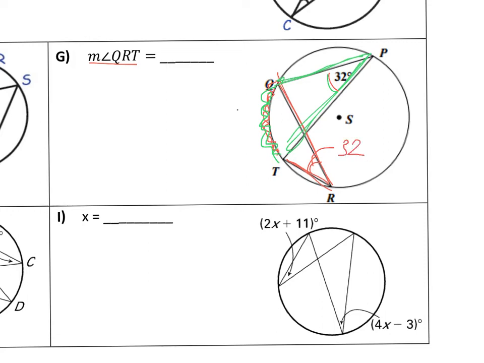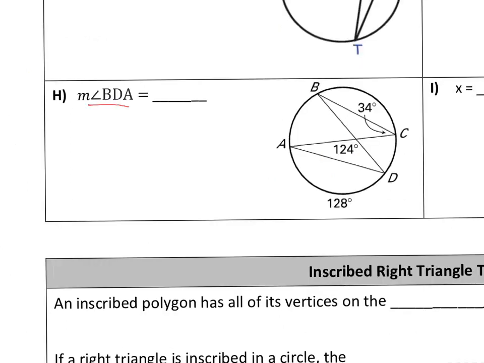And the arc measure would have to be 64. All right, but they were just asking for QRT, so my final answer is going to be 32. Next one, now we're looking for BDA. So from B to D to A, this little angle right here.